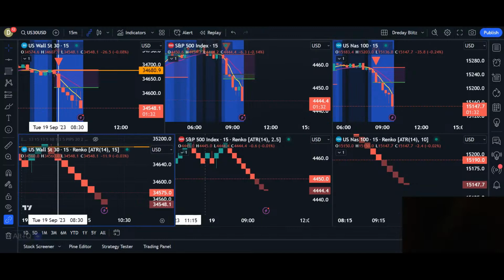And we're looking at the indices here, US 30, S&P 500, and NASDAQ 100. And like I said, we're looking bearish overall on those markets currently. And we had some sell setups here that came in at around 8:15, 8:30 on each market. And that was the best time to get in. But the overall trend is bearish overall.